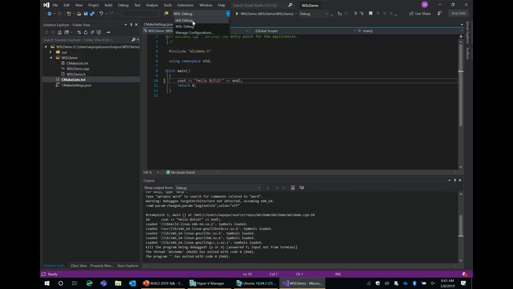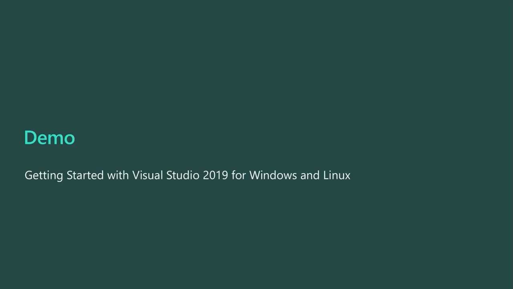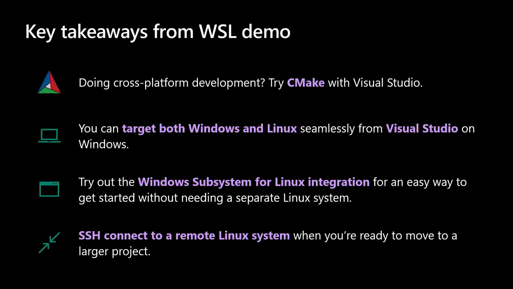We're targeting both Windows and Linux using the CMake project template and the WSL support. So that's something that's kind of interesting to see. We'll go ahead and switch back to my slides here. Okay. All right, so some key takeaways.